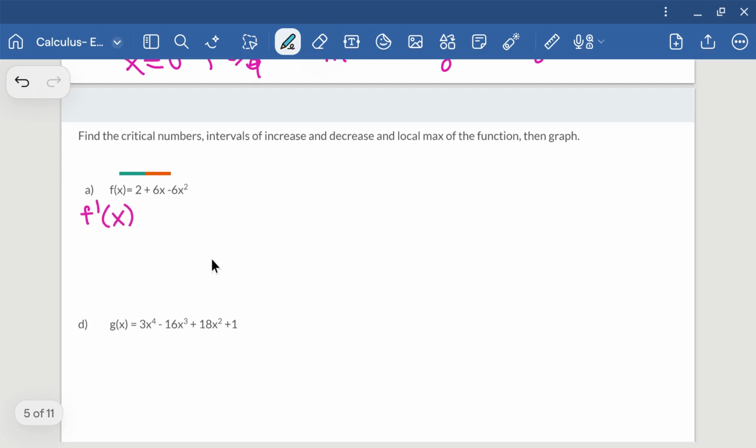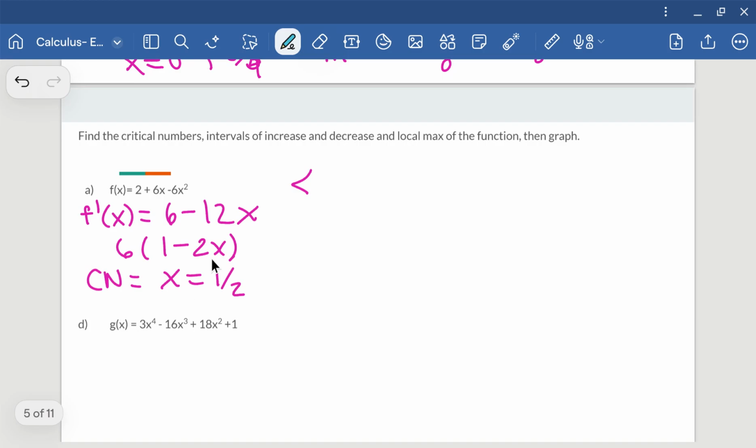So finding that first derivative, you would have 6 minus 12x. Factor out a 6, and you have 1 minus 2x. Your critical number is going to be setting that factor equal to 0 and finding that x equals 1/2. So when we're looking at our chart, once again, we will have 1/2 as our only critical number.